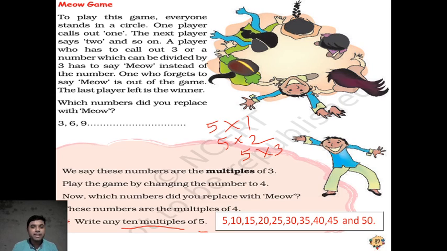You can write directly or you can write in this way. Here it is asking for any, so you can take this or you can take others also, no problem.